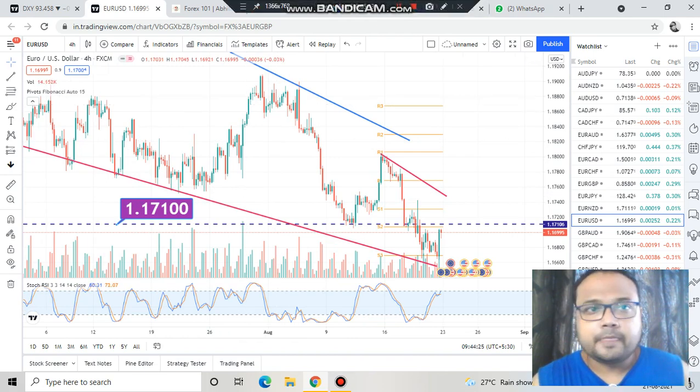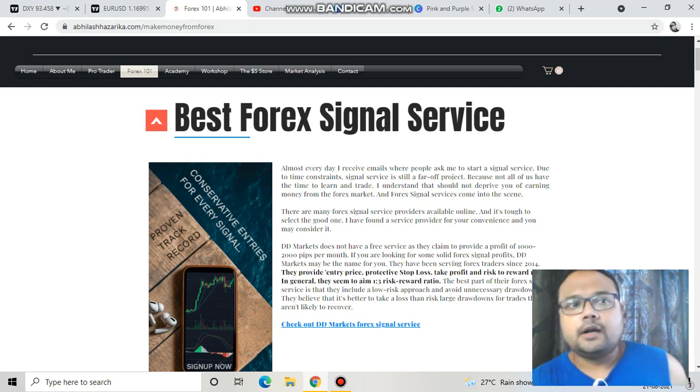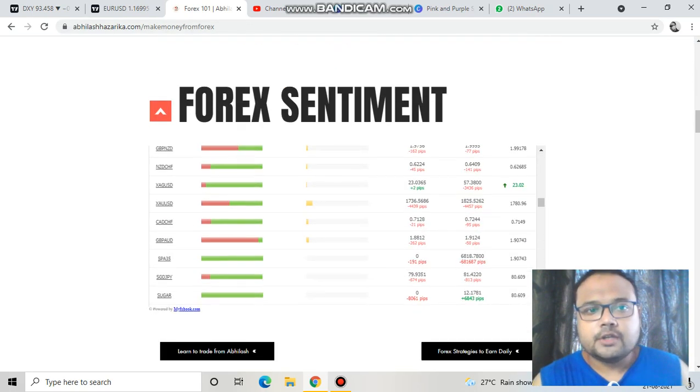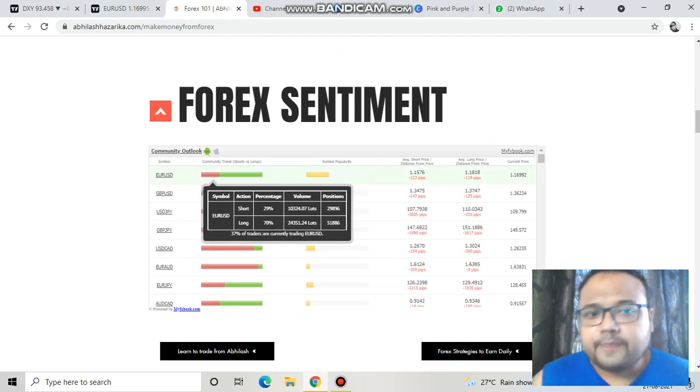So let's go to the Forex sentiment meter. You'll find the Forex sentiment meter on my website abhilashhazarika.com under the Forex 101 section. So this is the Forex sentiment meter here, and you can see that 29% of retail traders have taken a short position and 70% of retail traders have taken a long position.